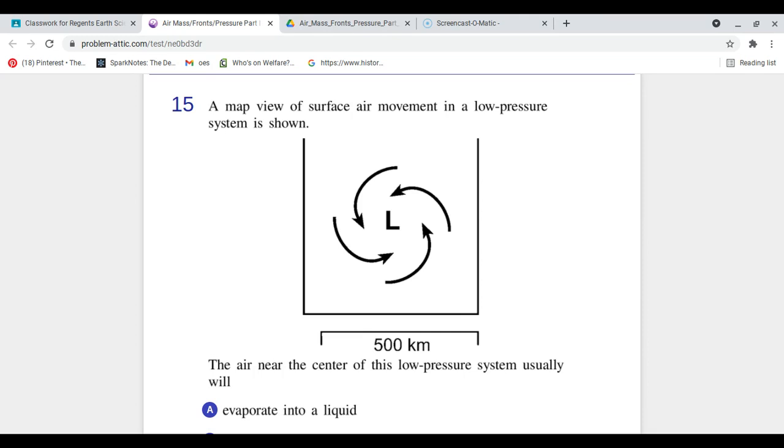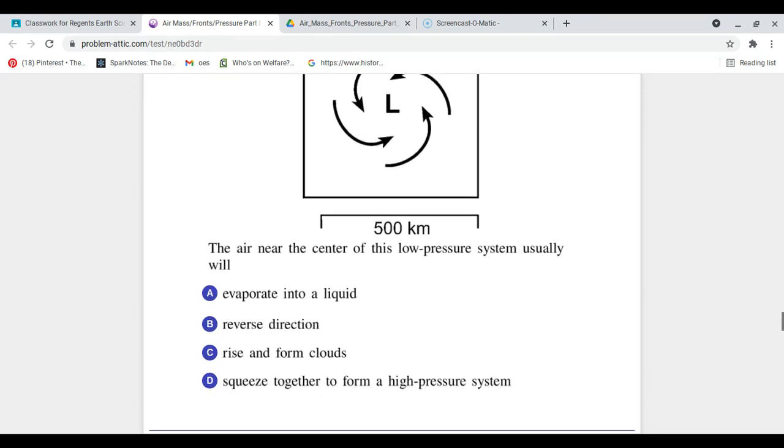A map view of surface air movement in a low pressure system is shown. The air near the center of this low pressure system usually will do what? So we know it's going in and we know it's counterclockwise. So is it going to evaporate into a liquid? Is it going to reverse direction, rise and form clouds, or squeeze together to form a high pressure system? What two can we get rid of? A and B. Perfect. A and B, get rid of them. So it's either C or D.